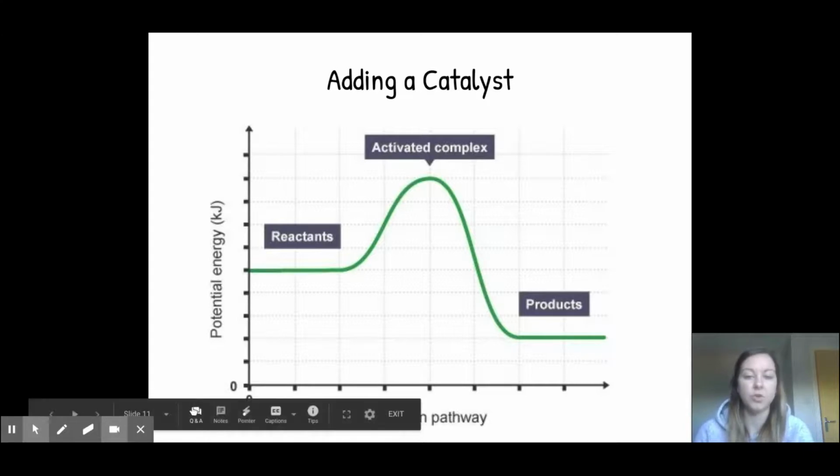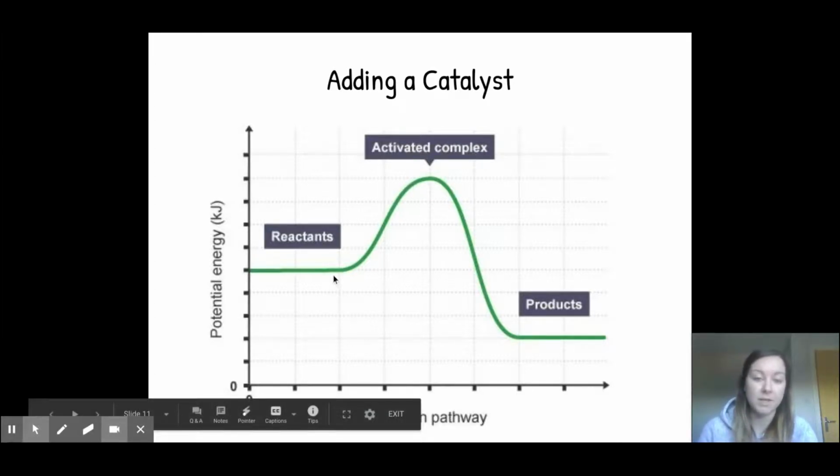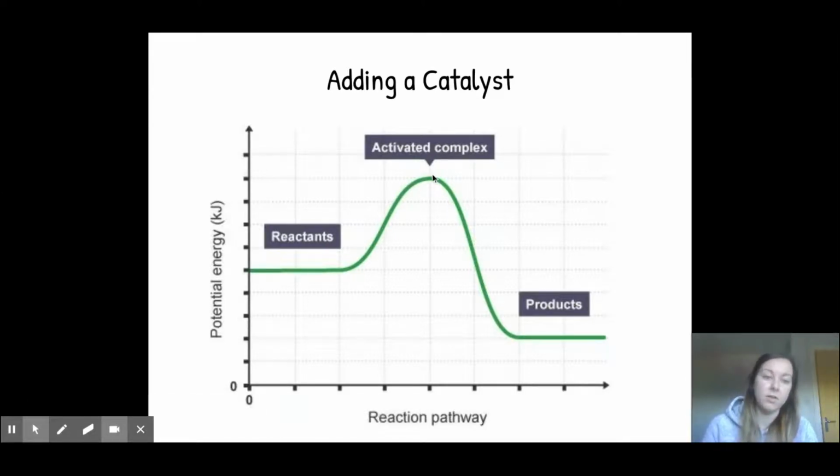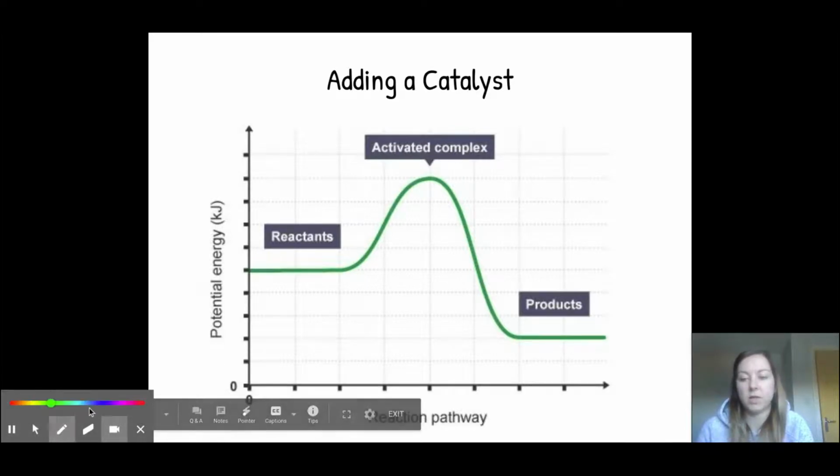Now, we used to draw these without this little bump. In National 5, we would say, here's the reactants, here's the products, and the difference is the enthalpy. We're going into this a wee bit more depth now, and we realise that it's not as simple as that. Some of the reactants need to get over this energy hill to form the products in the first place. What a catalyst does is it alters the height of this hill. So I'm going to show you what that looks like.